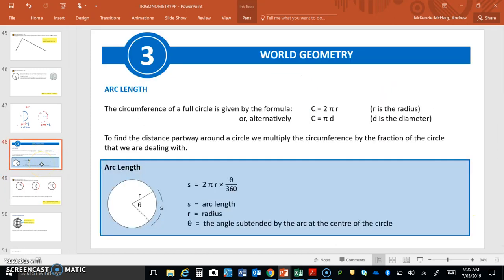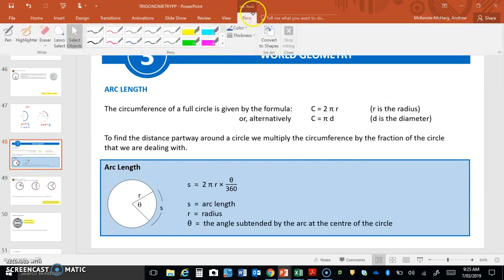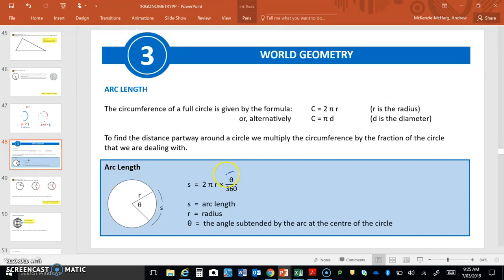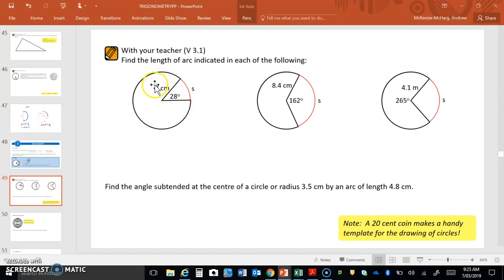Well, to get the fraction of the circle that we're dealing with, we use theta on 360. So the angle at the center of the circle divided by the full angle of a full circle, 360. So it's fairly simple. For this circle here, this arc length is the red there. Okay, I'll do this in red. So this red bit here, 2 pi by 3, the radius, multiplied by, okay, we've got 28 degrees out of 360.